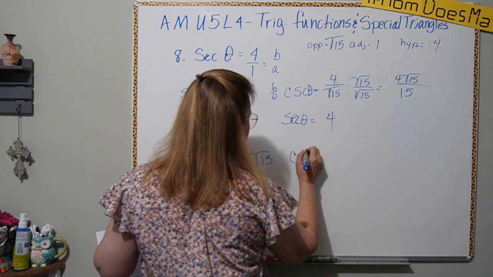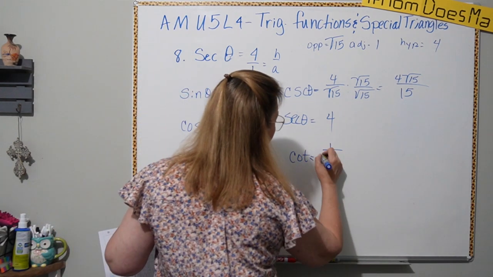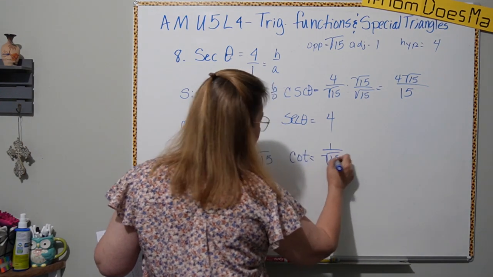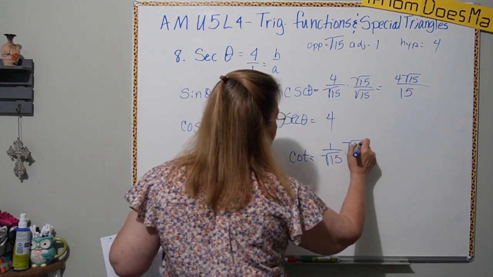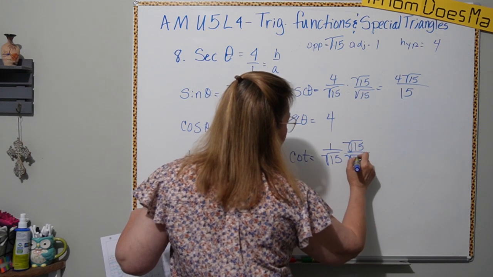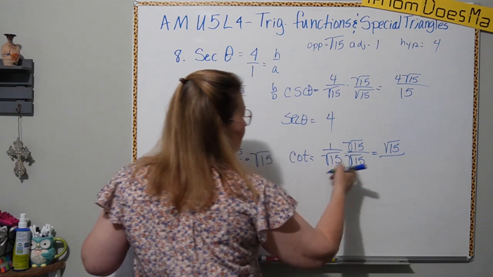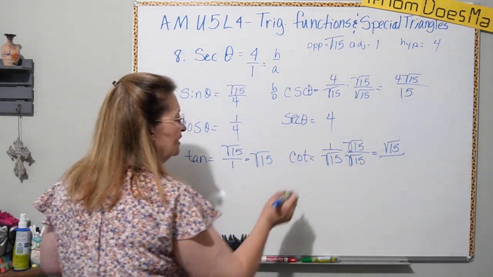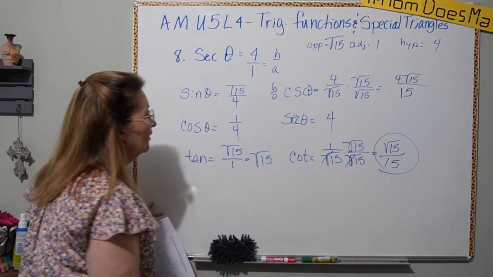And then our cotangent is going to be this flipped, so it would be 1 over square root of 15. And we're going to multiply both sides, top and bottom, by square root of 15. So that's going to give us square root of 15 over square root of 15 times square root of 15. The radicals cancel out, so you just have 15. Okay. So there you go.